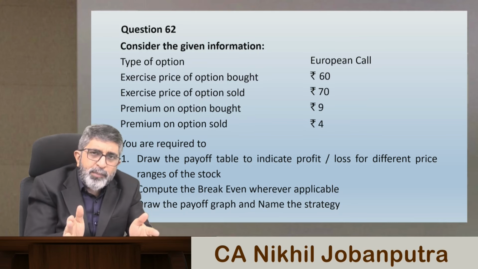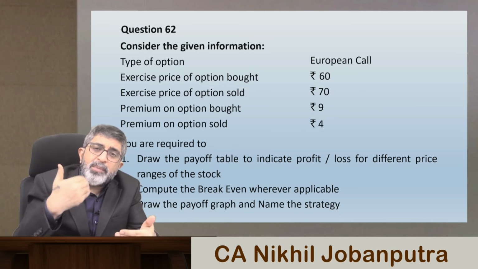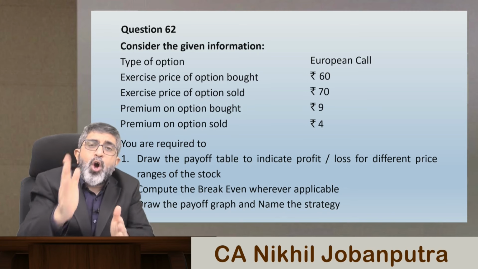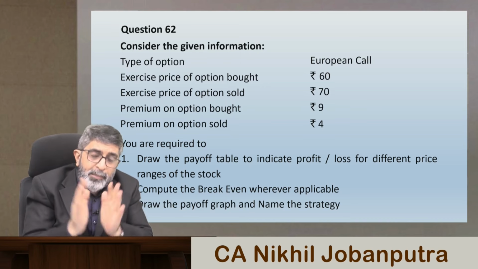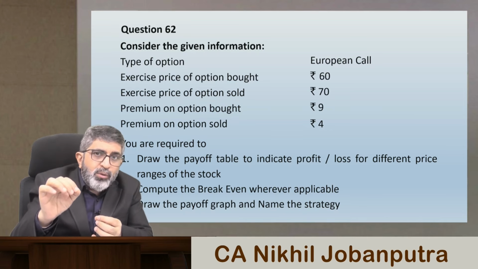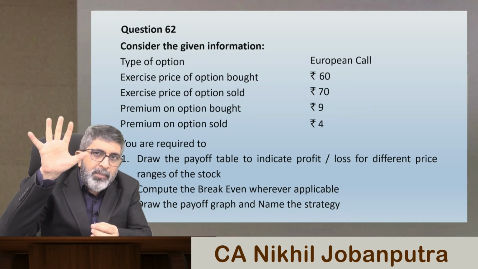At one particular price you have become a call option holder, at another particular price you have become a call option writer. So it's basically a combination of long call and short call. Now how do you make up that table, the payoff table? That is most important.